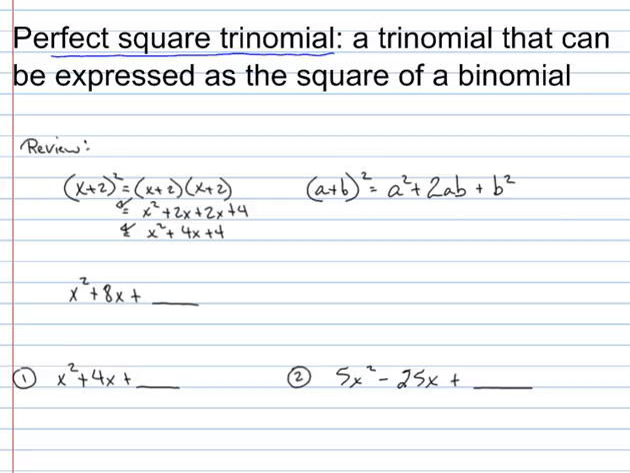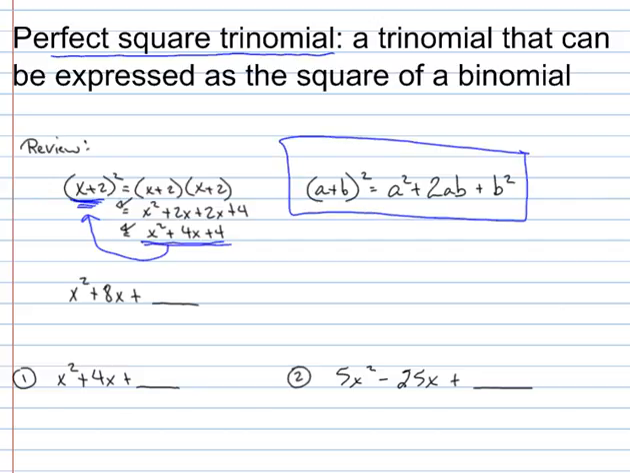So, review here: if I started off with a binomial and squared it, that means to do x plus 2 times x plus 2, and then we go through and do FOIL, and we end up with this solution here. So basically, we're going to be going from this way back to that way. We need to make our equations look like this one right here. This is our basic formula we're going to be using.